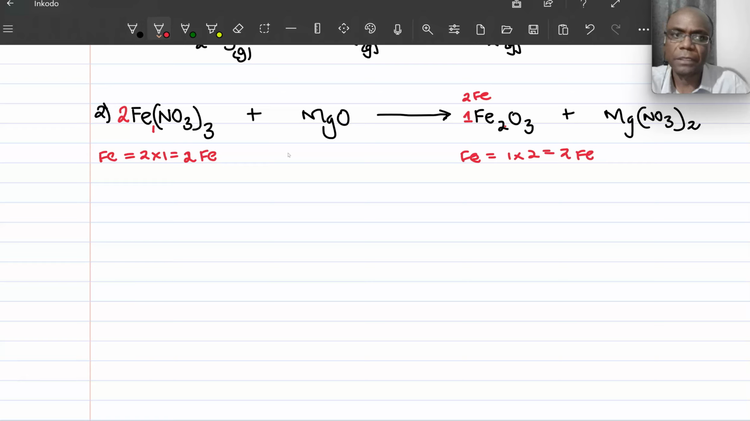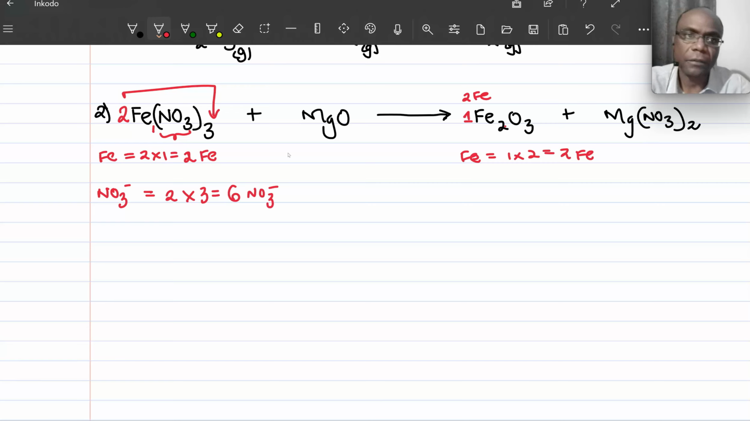The next thing I'll want to balance is going to be my nitrate. This one is polyatomic, so I can balance it easily, knowing that I have a polyatomic ion here. How many nitrates do I have? I'm going to balance it as a group to make it easy because it's polyatomic. Those elements move as a group. So for the nitrate, I see that I have how many? 2 times 3. So 2 times 3 nitrates, that gives me 6 nitrates.